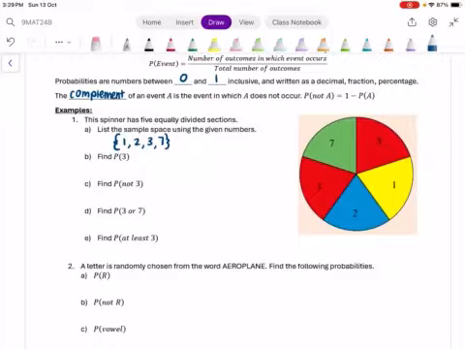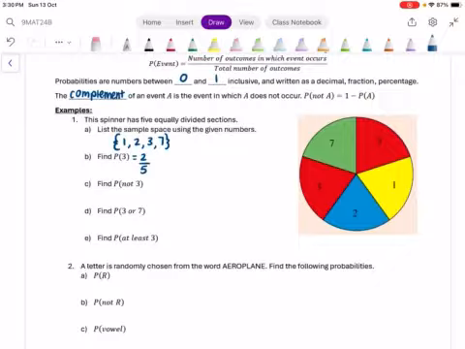For part B, we've been asked to find the probability that a 3 occurs. So what we do is work out the number of sections labelled 3, which in this case is 2 out of a possible 5 sections. Now, when doing probability, you can write your answer as a fraction, decimal, or percentage. I personally like writing my answers as fractions, so I'm going to keep my answer as 2 over 5.